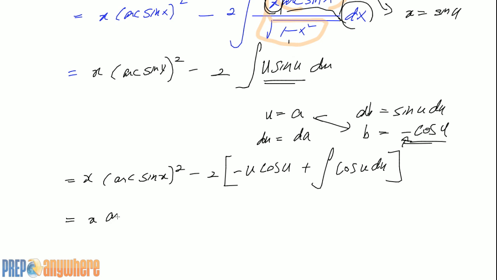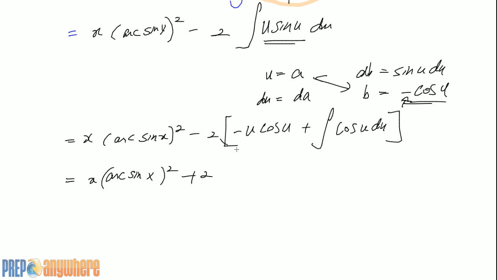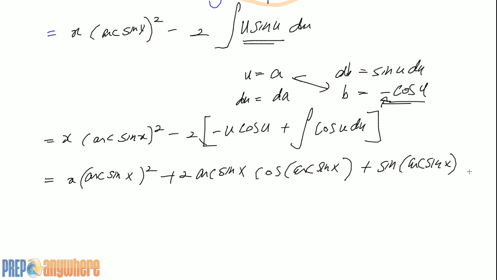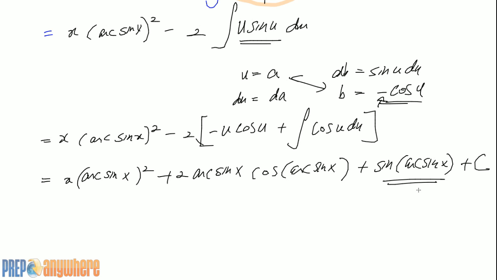So x arcsine x squared, if you expand this minus 2 in, you get plus 2. So remember, u was equal to arcsine of x, and replace u with arcsine of x. Sine of u, so sine of arcsine of x, that's going to equal x. So sine composed with its inverse is just going to be x.